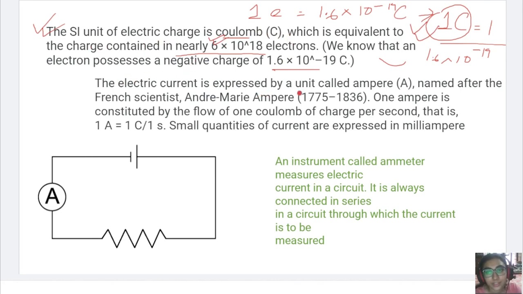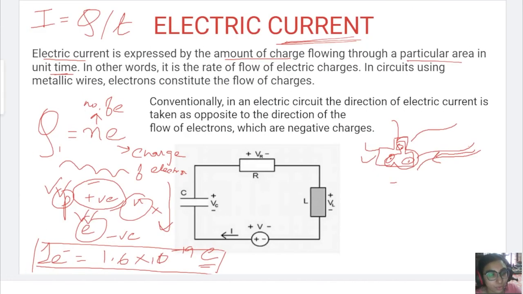Okay. So the electric current is expressed by a unit called ampere. So before going further into this discussion, what we have to know here is that we know that electrons are negatively charged.